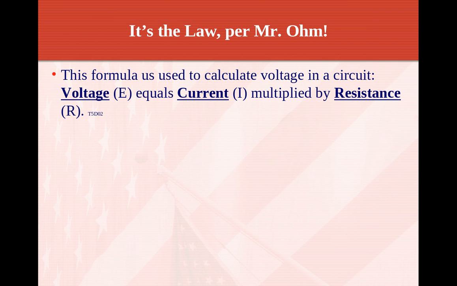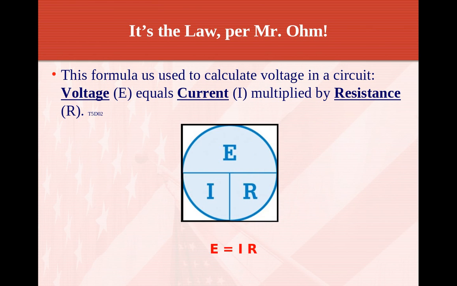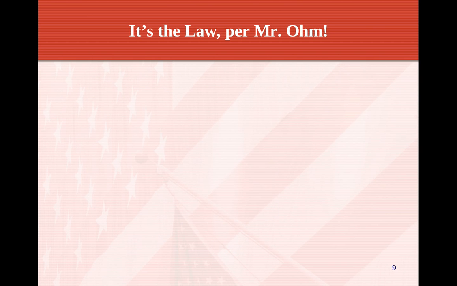This formula is used to calculate voltage in a circuit. Voltage equals current multiplied by resistance. So here's your magic circle, E over I times R. This is the second magic circle you can write down, E I R. And it works the same way as the power one, if we just cover up what we want to solve for.